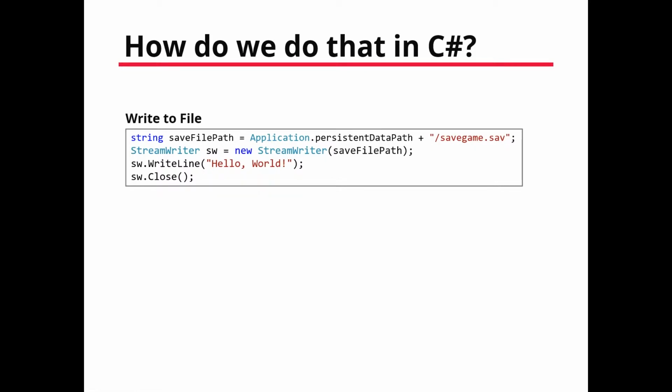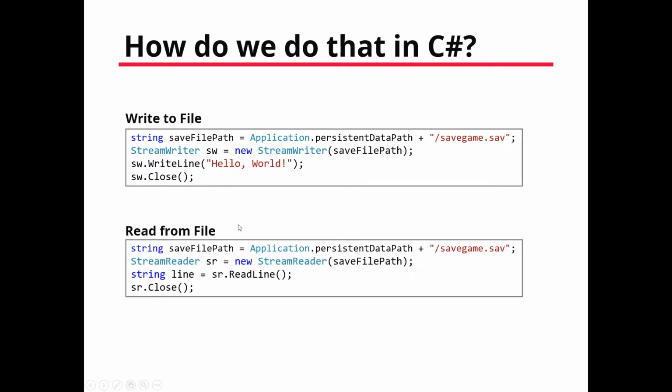It's like PlayerPrefs.Save. However, if you forget to close the StreamWriter and you open another one on the same file, that might not work. You might get an exception because they might interfere with one another. So it's really important to always close the StreamWriter after you have written everything down.